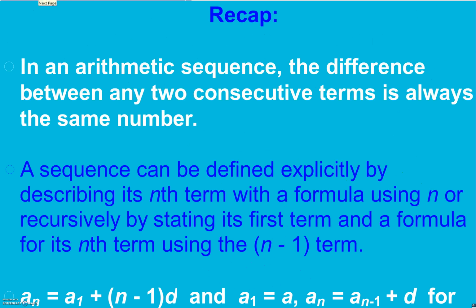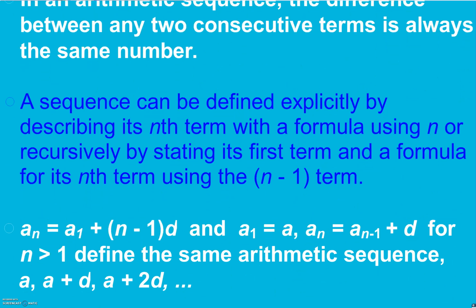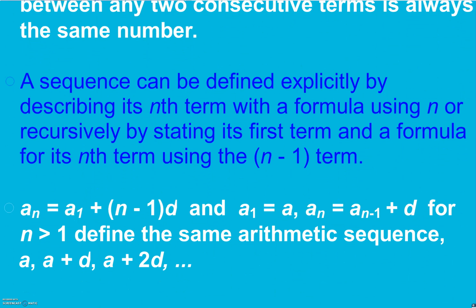A real quick recap here. In an arithmetic sequence, the difference between any two consecutive terms is always the same number. A sequence can be defined explicitly by describing its nth term with a formula using n, or recursively by stating its first term and a formula for its nth term using the n minus 1 term, so the term before it. Here are our formulas.